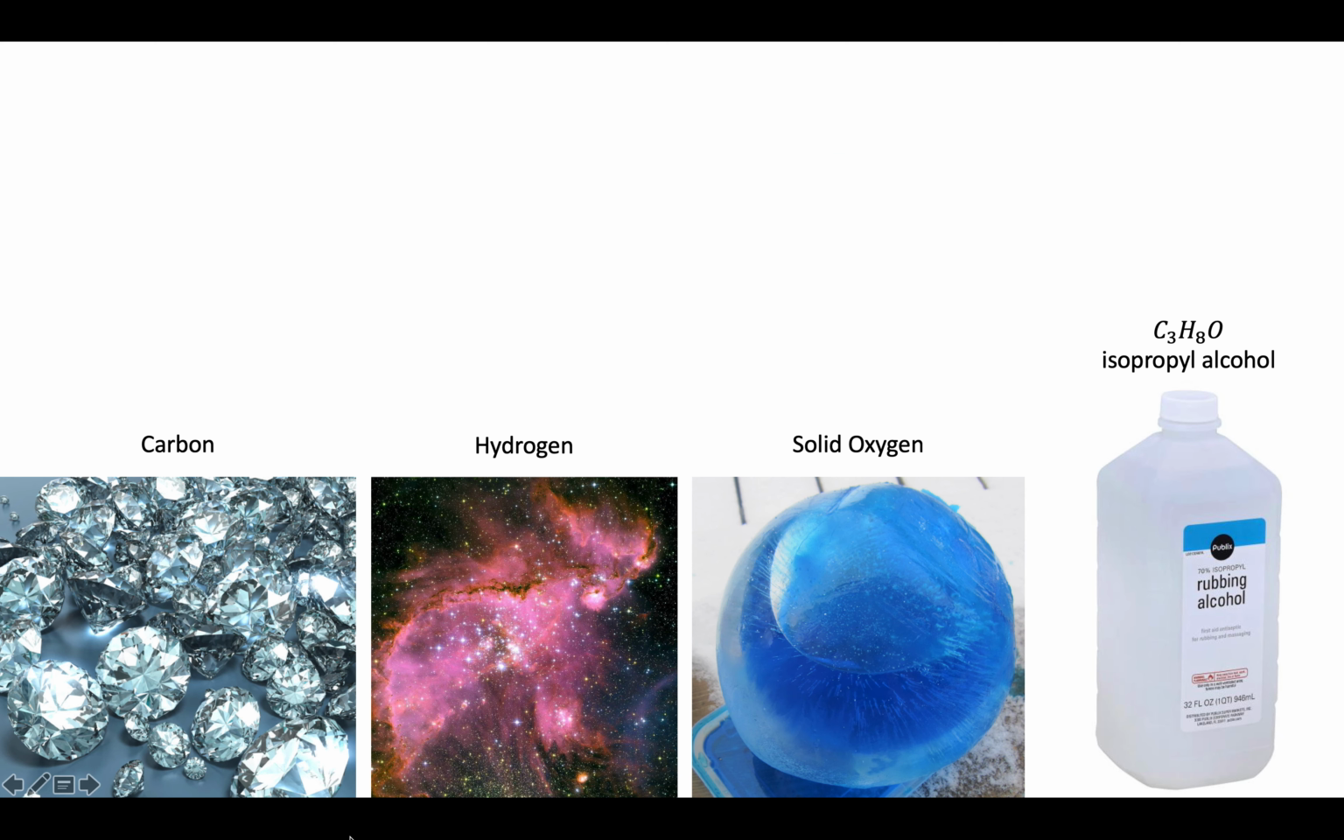So if you take carbon, which again could either be coal or the graphite in a pencil or diamonds, depending on how you squish it together, and you react it with hydrogen, gas clouds in outer space, and oxygen, here you can see a picture of solid oxygen, very, very cold. Yeah, react it in just the right way, you'll get this rubbing alcohol.